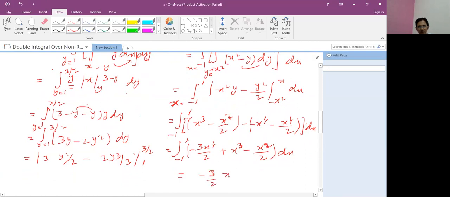it is x^5 over 5, plus x cubed into dx, the integral is x^4 upon 4, minus 1 upon 2 as it is, the integral of x squared into dx, it is x cubed over 3. Then we apply the limits minus 1 to 1.